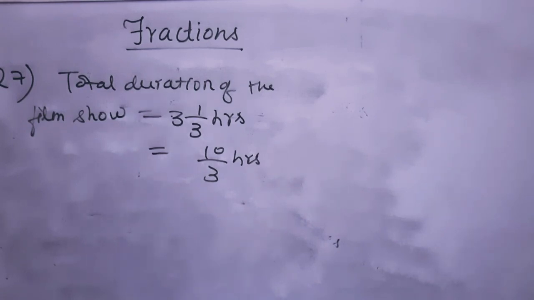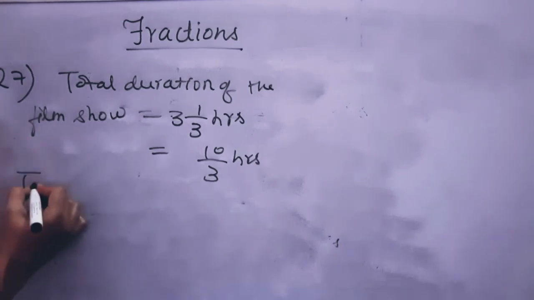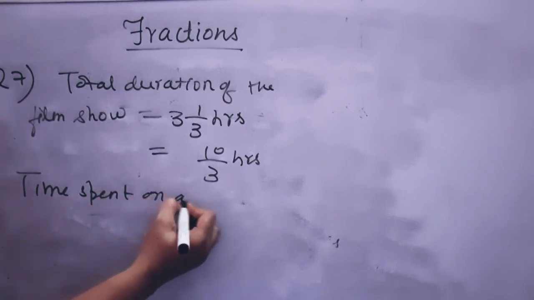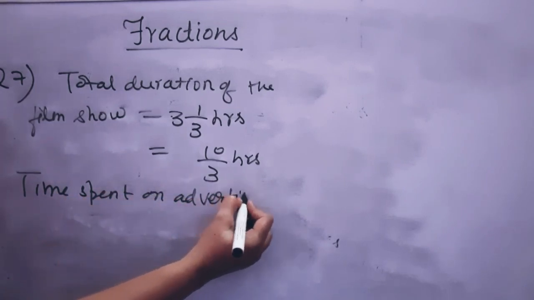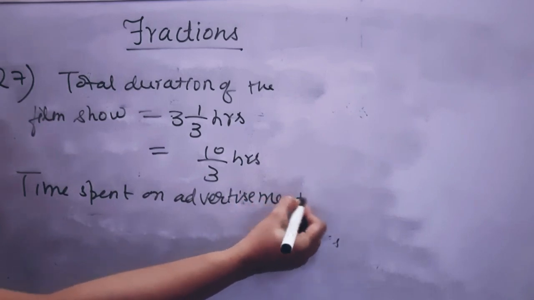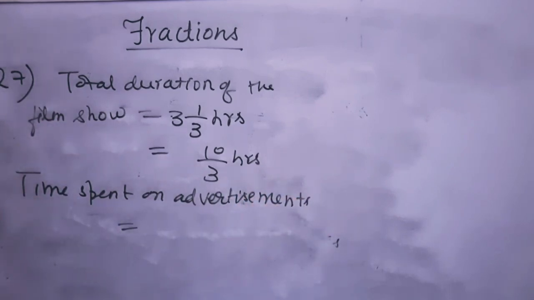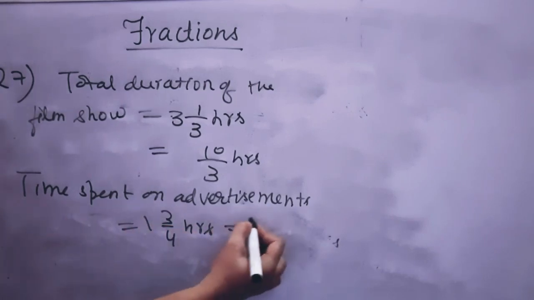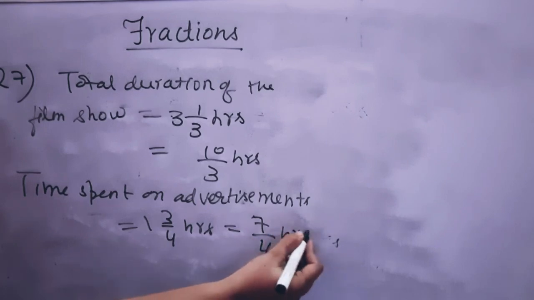The next statement is time spent on advertisements. So what is the time spent on advertisements? It is 1 3 upon 4 hours, which is 4 1s are 4, 4 plus 3, 7 upon 4 hours.